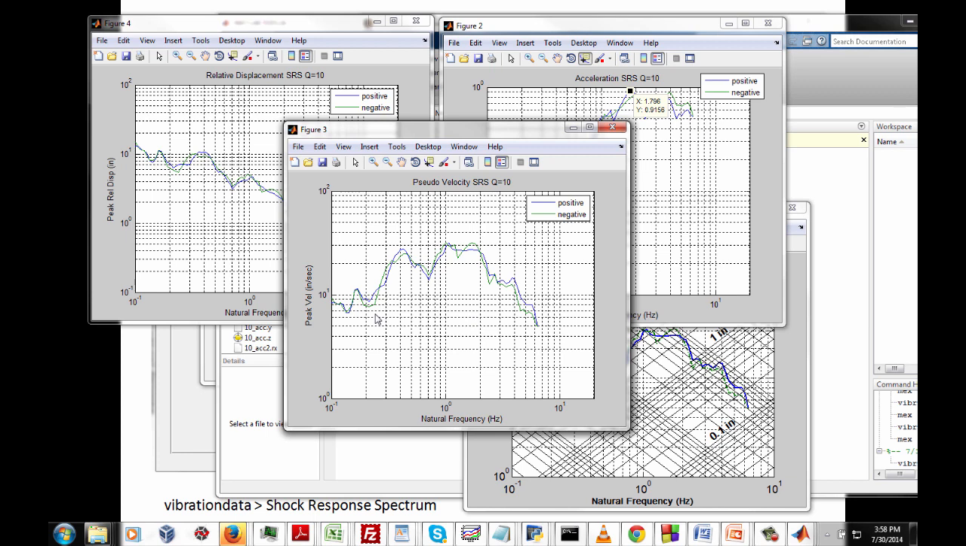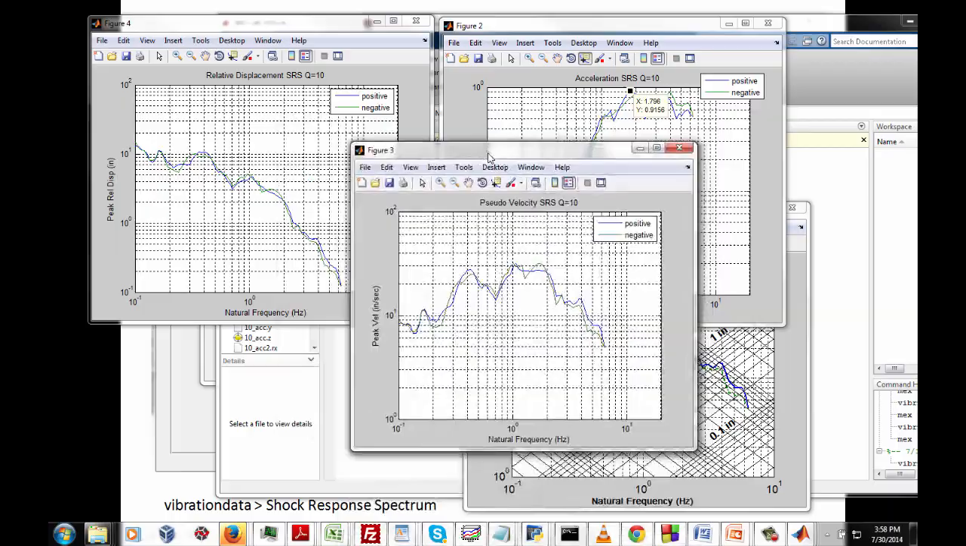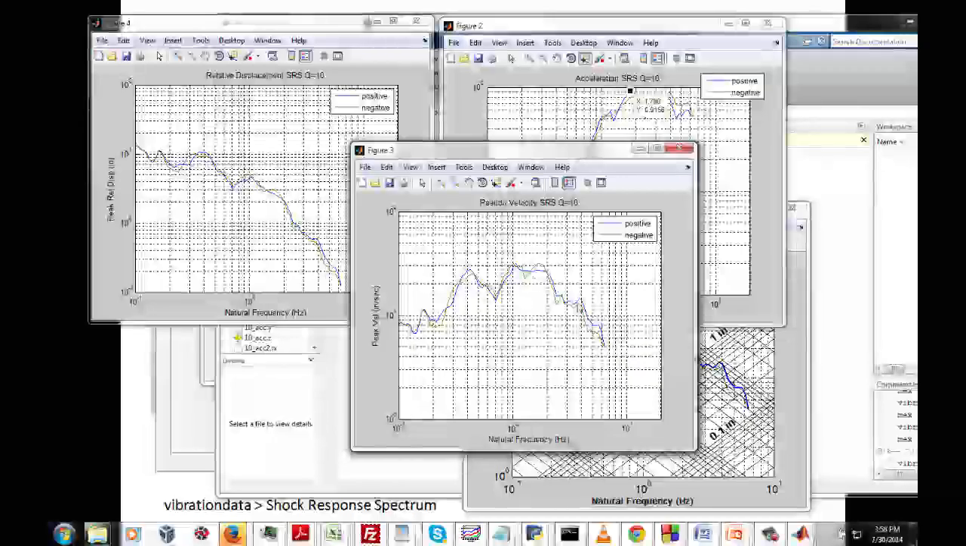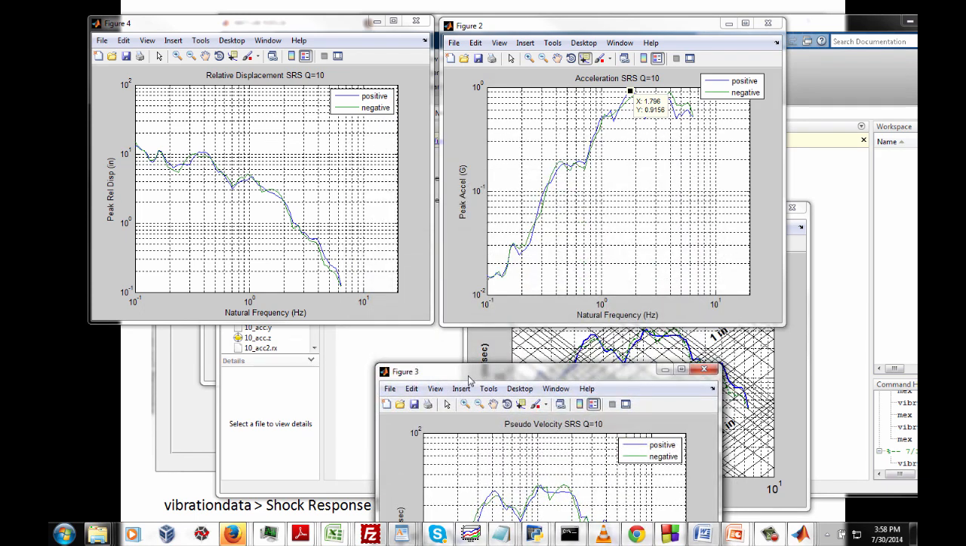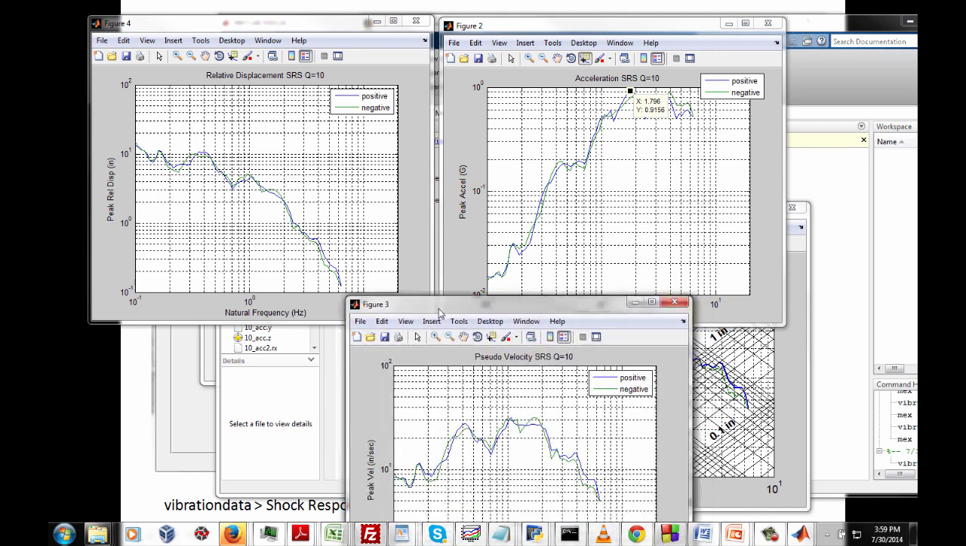And another reason the pseudo velocity is often favored is that, typically, not always, but typically, it takes less decade space along the y-axis to represent it. So you can see here, if we were to shift these two curves downward to the bottom, they take less than 1 decade along the y-axis to represent. Whereas with both relative displacement and acceleration, it takes about 2 full decades to represent each of those curves.